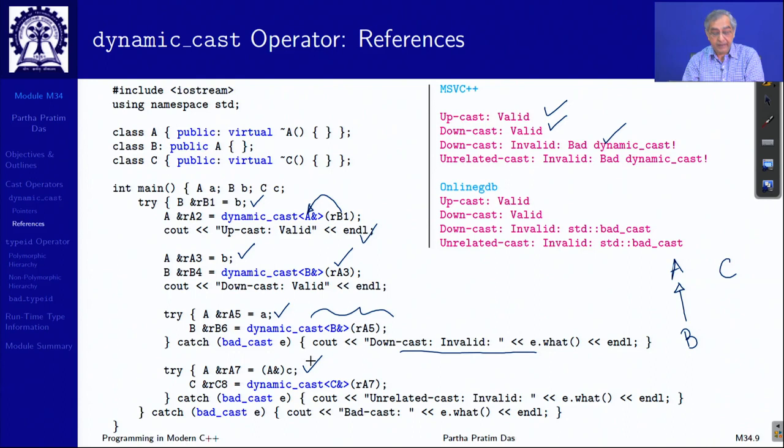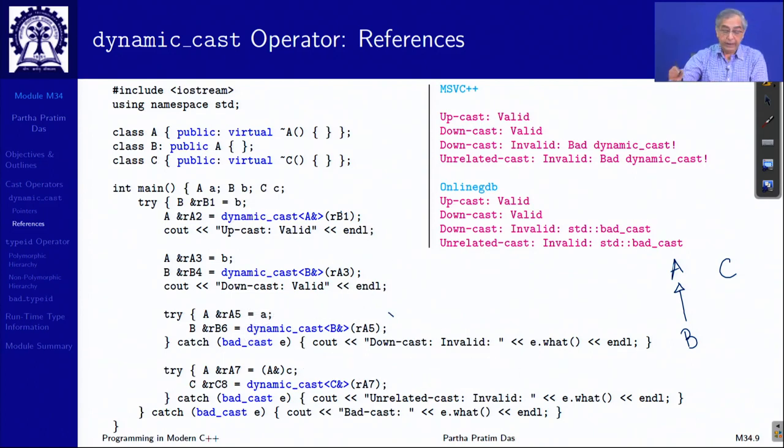Take the unrelated class, I take the unrelated class and force its reference to A type, because I have to force, because they are unrelated, and then I try to dynamically cast back to the C type, which obviously is an unrelated class. So, it is also something which cannot be accepted. So, therefore, it also is an error.